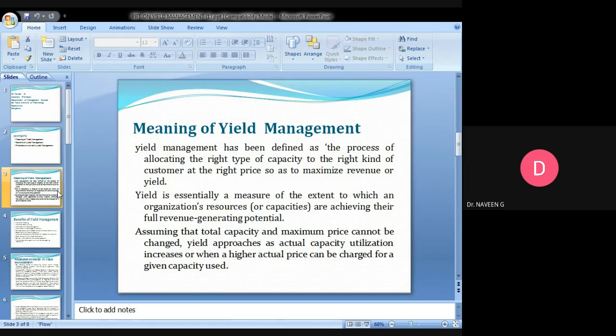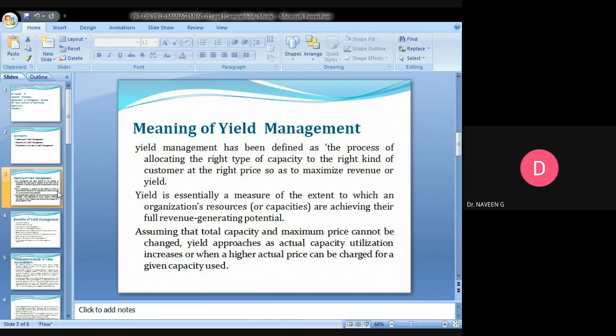One more meaning I have given: yield is essentially a measure of the extent to which an organization's resources, which are nothing but man, capital, machinery, and investment, are used. If the resources are used effectively, then we can achieve their full revenue generating potential, assuming the total capacity and maximum price cannot be changed. One more meaning I have given is that yield approaches its potential as actual capacity utilization increases, or when a higher actual price can be charged for a given capacity used. So these are the meanings of yield management.